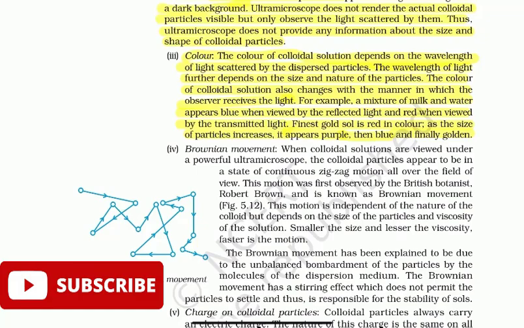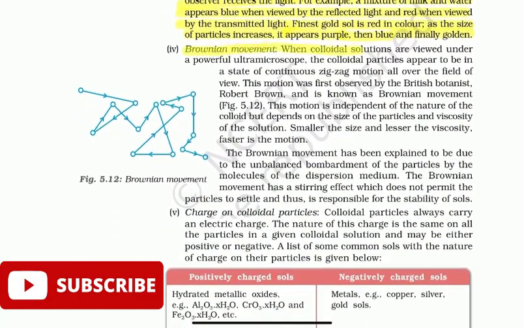Brownian movement. When colloidal solutions are viewed under a powerful ultramicroscope, the colloidal particles appear to be in a state of continuous zigzag motion all over the field of view. This motion was first observed by the British botanist Robert Brown and is known as Brownian movement. This motion is independent of the nature of the colloid but depends on the size of the particles and the viscosity of the solution. Smaller the size and lesser the viscosity, faster is the motion.